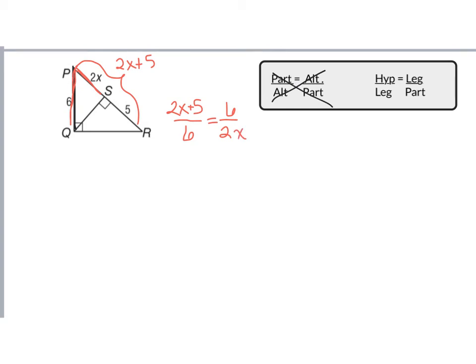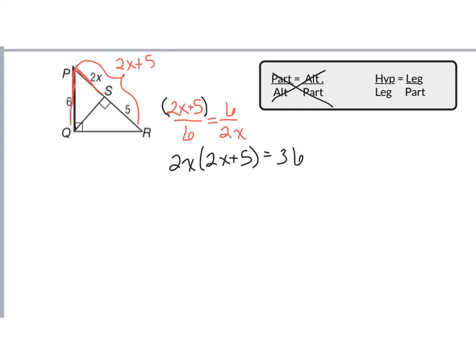All right, so now in order to solve this for x, if you're in regulars, you can stop there. We're just setting up the proportion. But for pre-AP, to solve this for x, we're going to need to cross multiply. And when I cross multiply, I need to remember that that's really in parentheses. So it's really 2x times 2x plus 5 equals, on the other side, 6 times 6, 36.